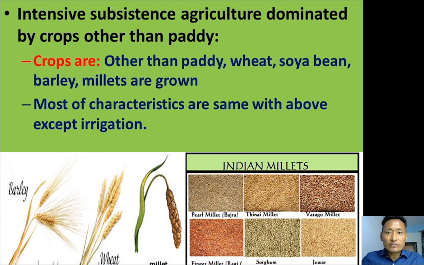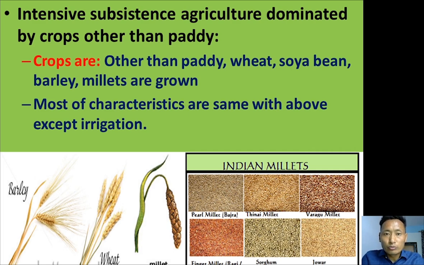Next topic is intensive subsistence agriculture. We have two types: one dominated by wet paddy and the other dominated by crops other than wet paddy. Other than wet paddy usually means wheat cultivation. So other than paddy, they cultivate wheat, soybean, barley, and millets. They mostly cultivate crops other than rice.